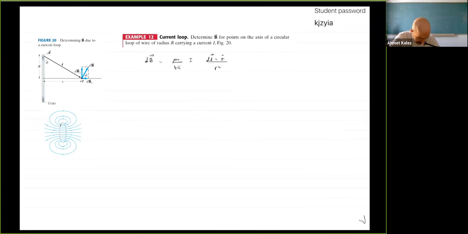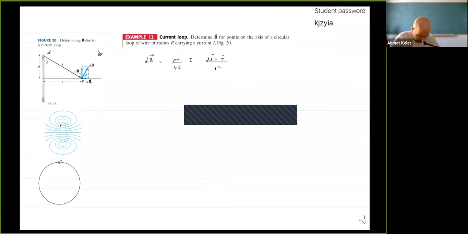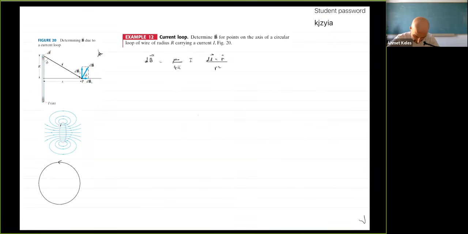Now dl here, at any point, is like a circle. If you have a circle, something like that, your dl, if you look from here, is counterclockwise, right? So this one is out of the page, this one is into the page, so that's dl.